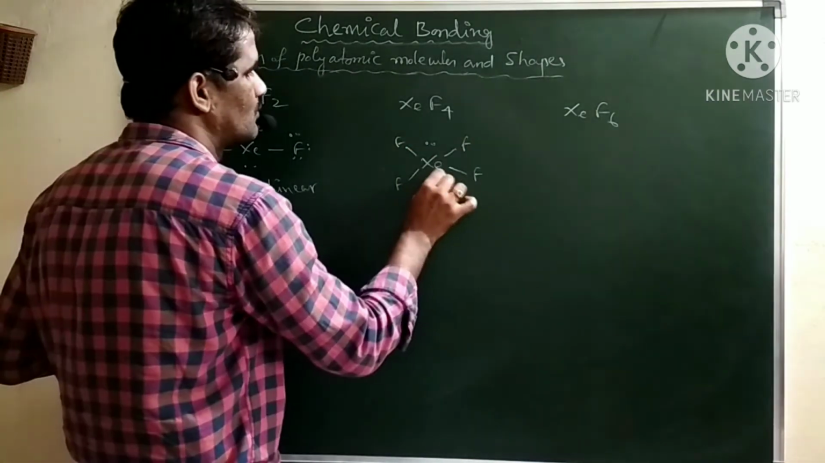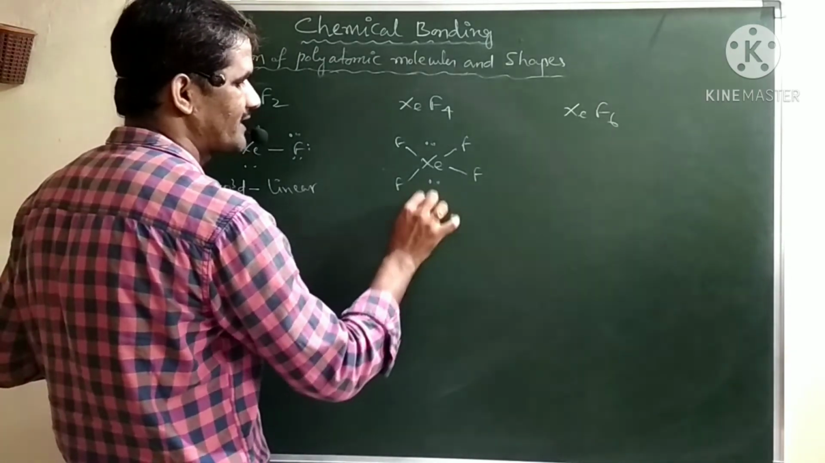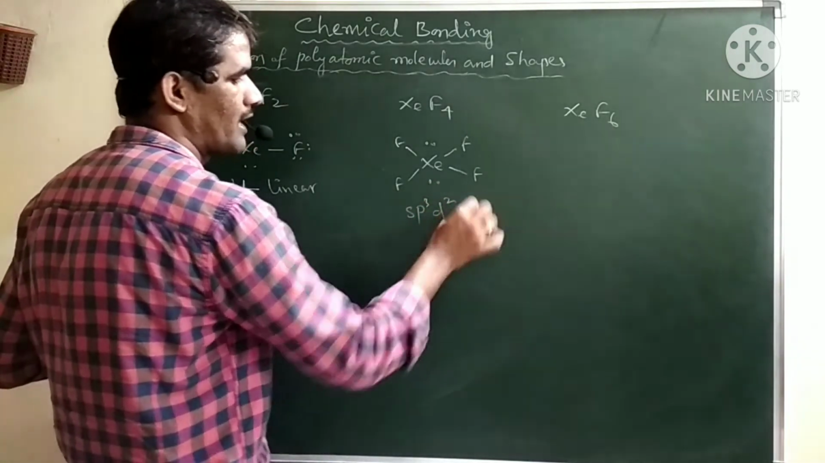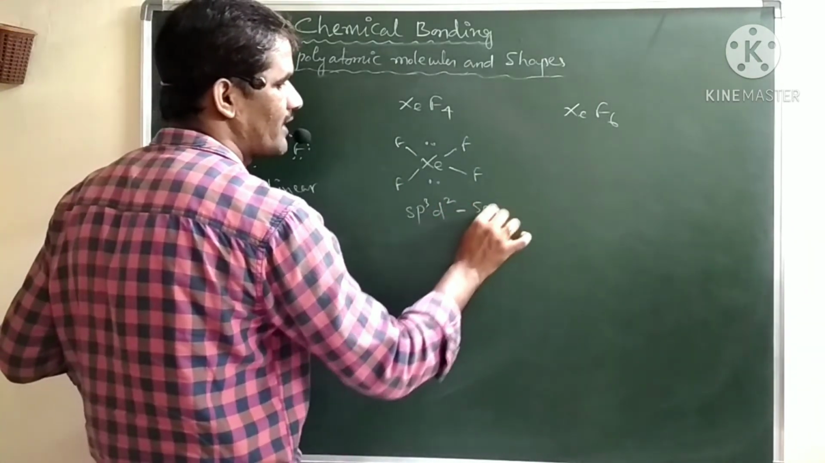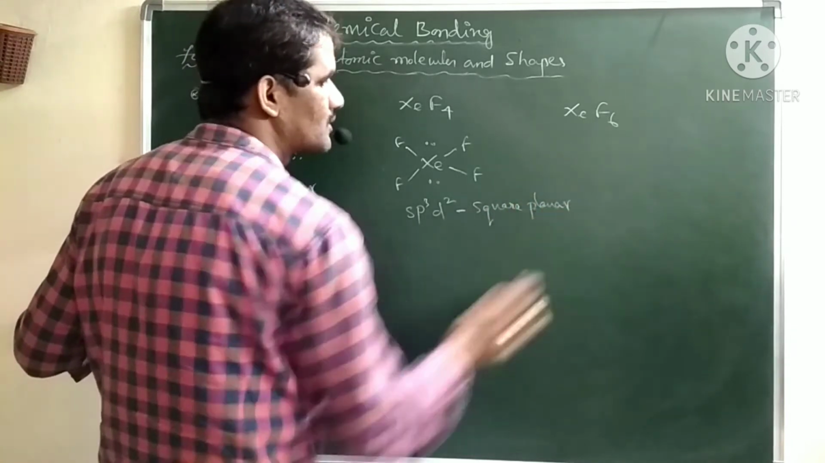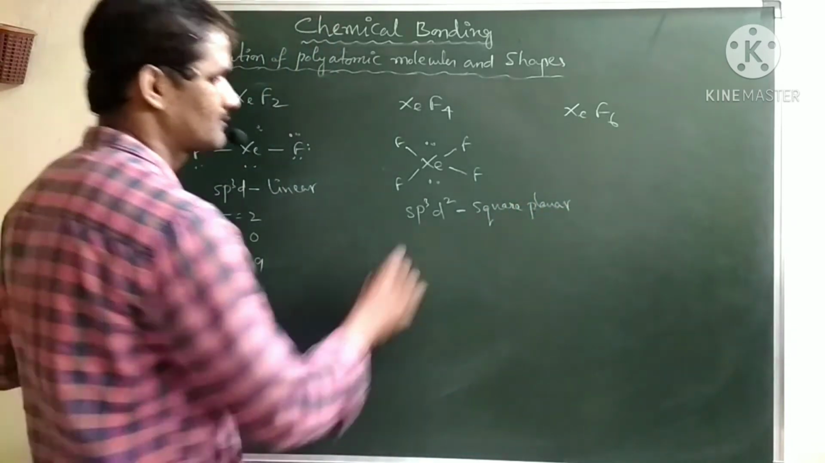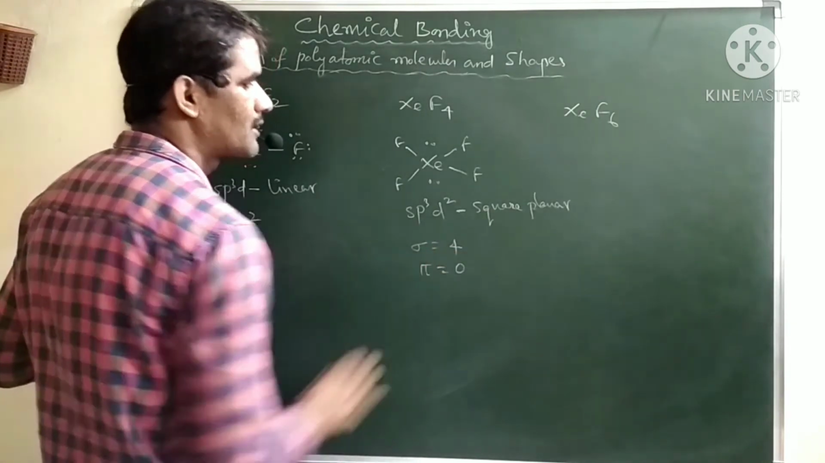And xenon tetrafluoride, xenon is the central atom and it carries 2 lone pairs. Again, 4 sigma bonds, 2 lone pairs, means total 6, sp3d2 hybridization with 2 lone pairs. It should be square planar. The geometry of the molecule is square planar. Again, sigma bonds 4, pi bonds 0.